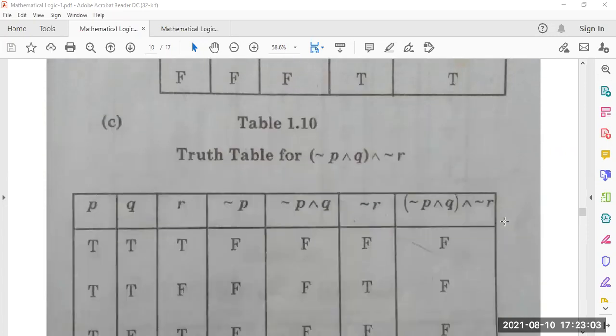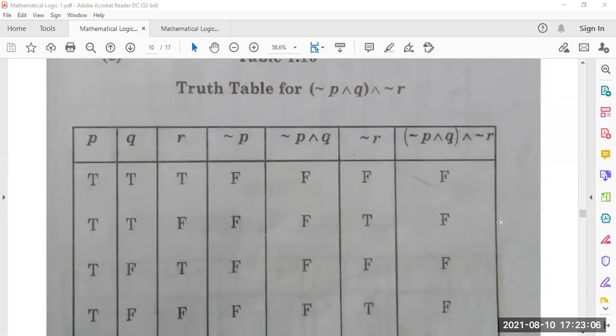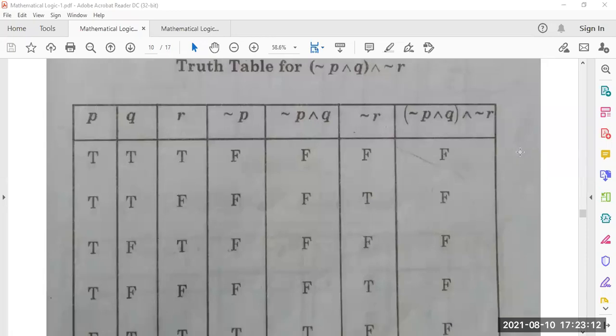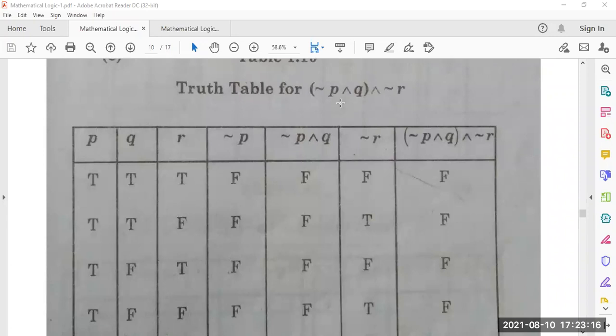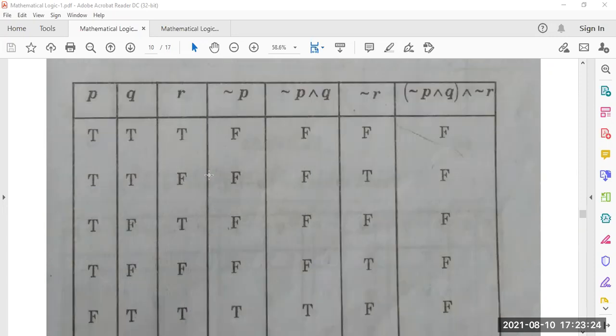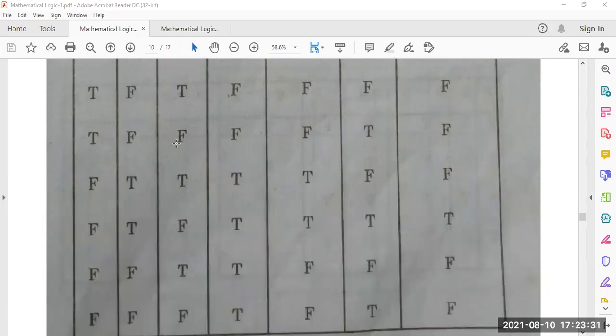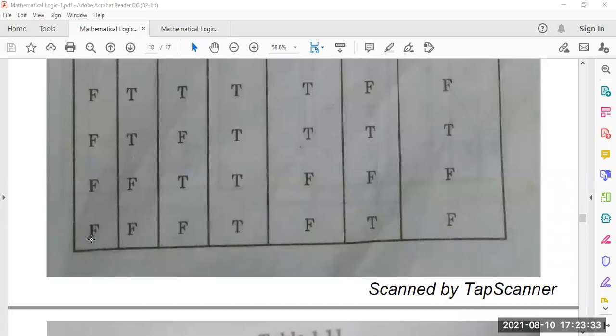So in this way we have to make the truth table. In your exam, this kind of question will come: make a truth table for this. Look here. At first we have to take P, Q, R, then negation P and negation R. PQR we take arbitrarily. When we take 3 variables, then 2 to the power 3, so 8 possible rows we have to take.